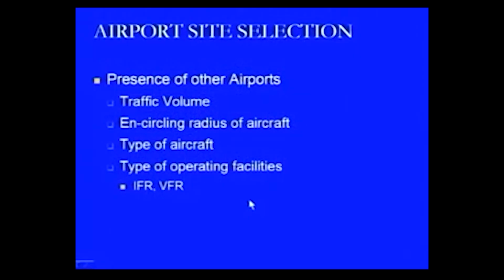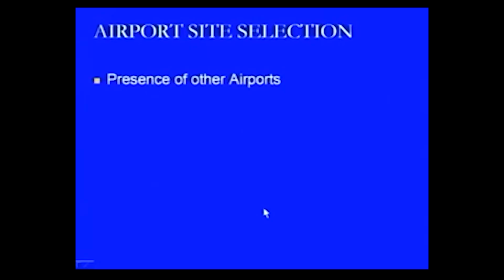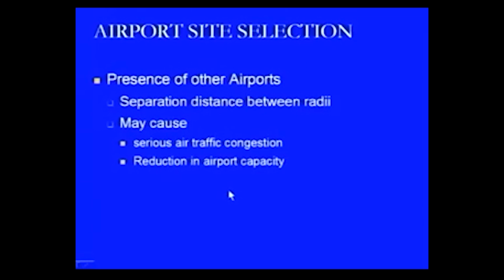Then what is the type of operating facility? That is another factor which has an effect on the presence of other airports. That may be the flight rules, which are instrument flight rules or visual flight rules. Depending on these, again the various specifications change, and we have to look at that. Another factor with respect to these specifications is the separation distance between the different radii which needs to be provided, so that they remain safe in the air. If this is not taken care of, it may result in serious air traffic congestion, or it may result in a reduction in airport capacity.